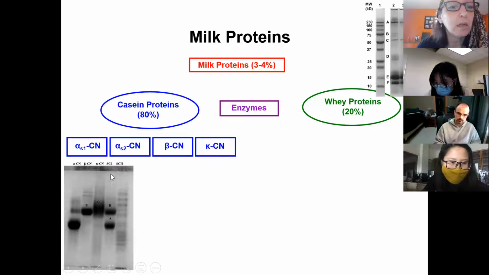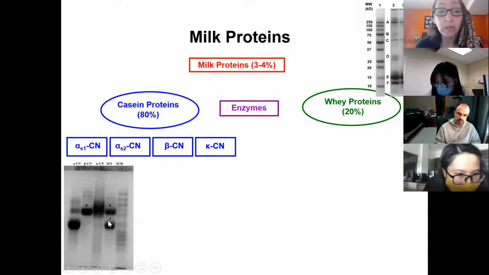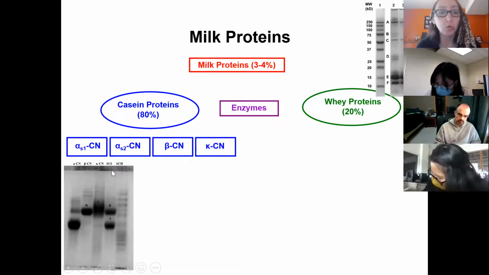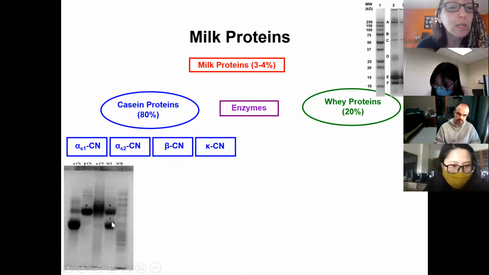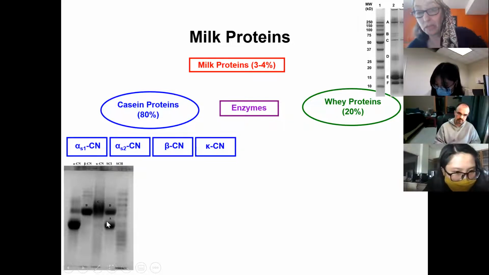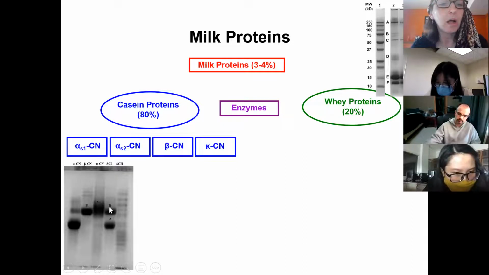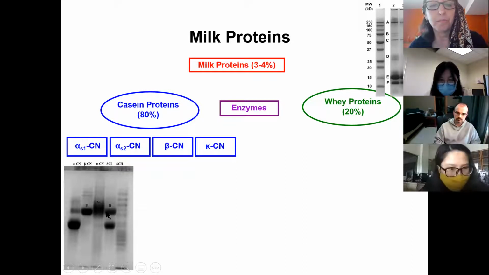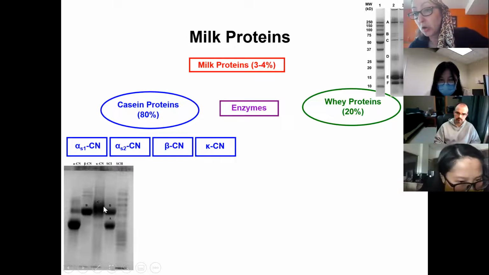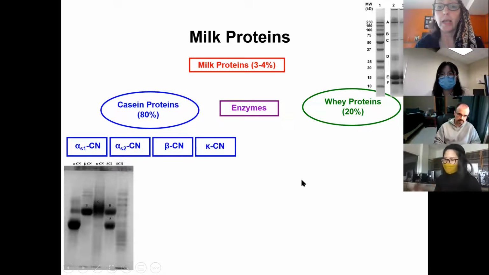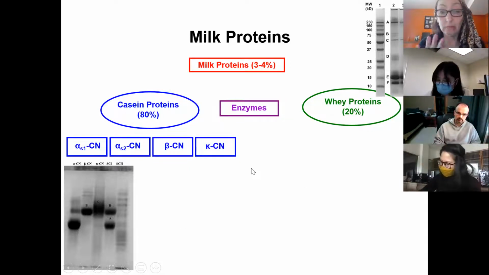This lane here is sodium caseinate isolate. So the sodium caseinate isolate, which we'll talk about how it's produced later on, mostly has beta and alpha casein. There might be some kappa casein, but it's probably in very low concentration and it doesn't show that well. Okay, so that is the different types of caseins.